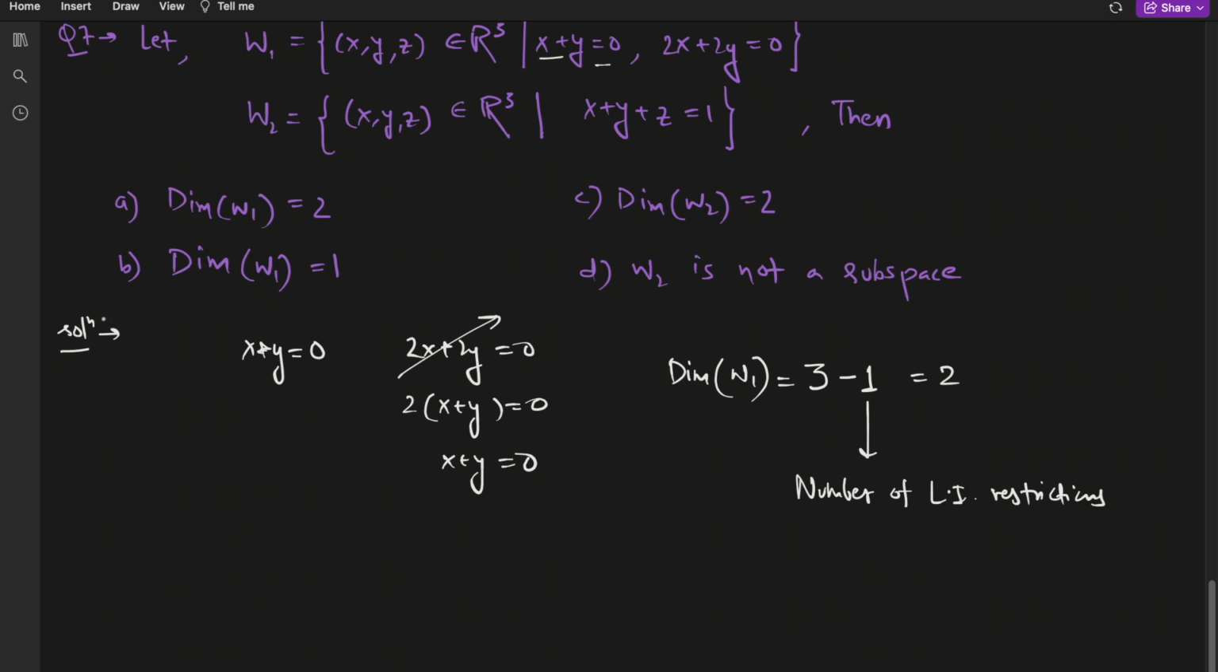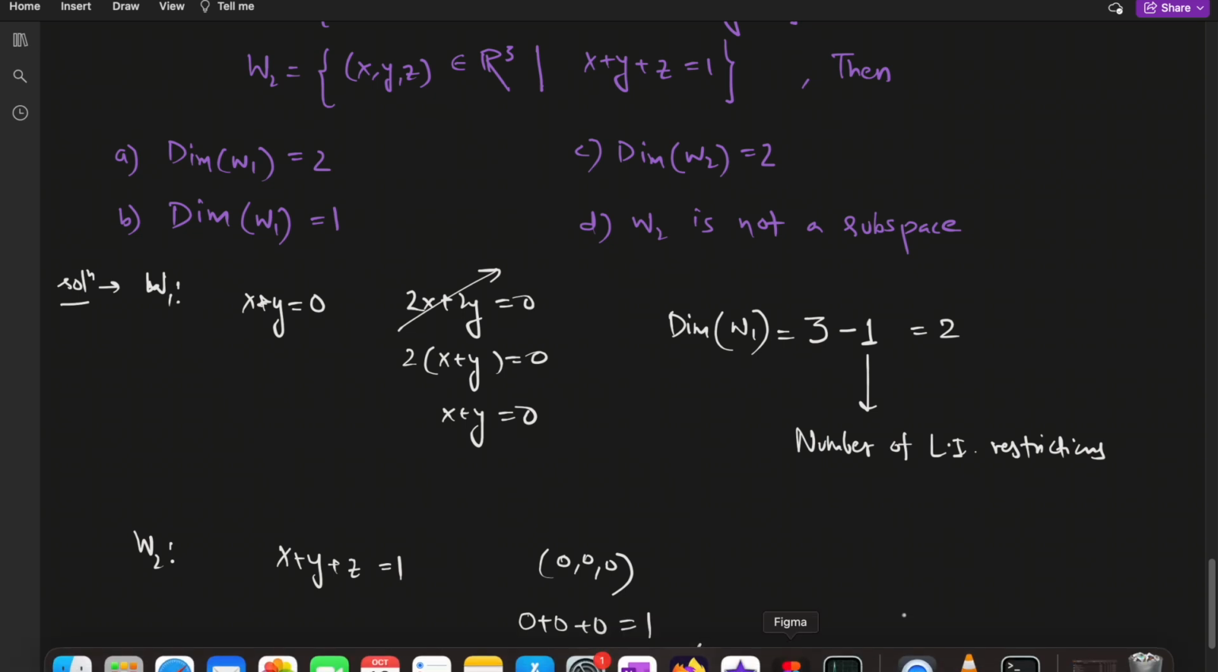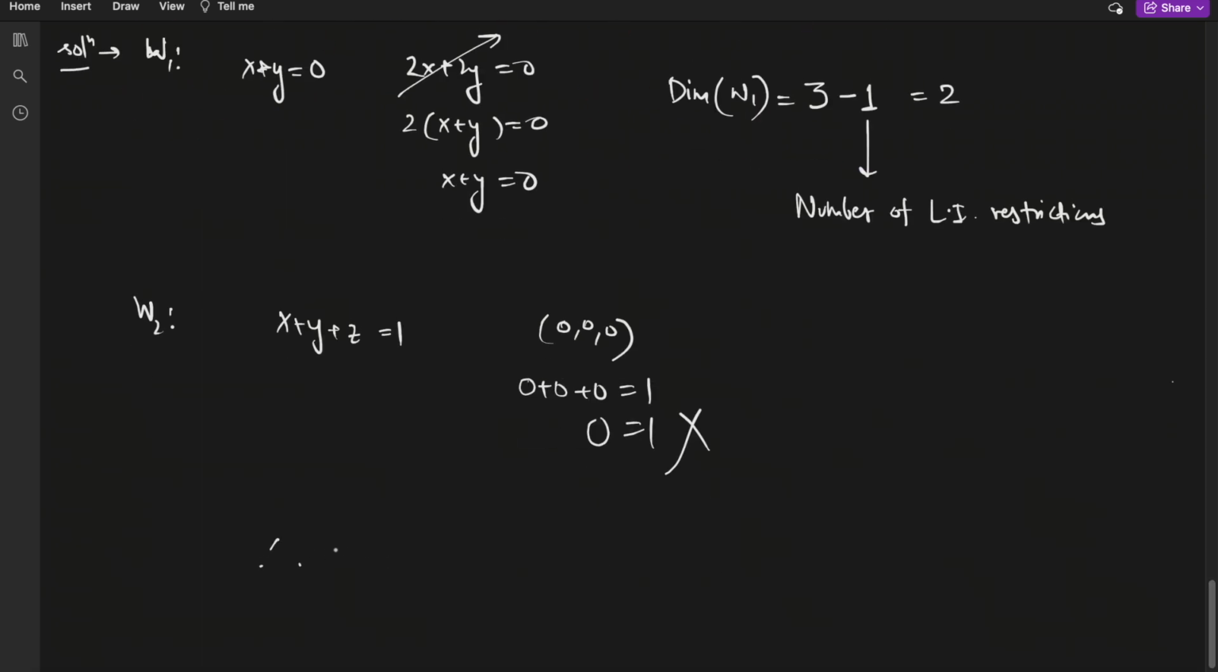Now let's check for W2. This is for W1, right? Now let's check for W2. Now if you see, W2 is x plus y plus z equal to 1. Now before checking the dimension, check that it is even a valid subspace or not. So the first thing we check is if origin is passing through this subspace or not, that is, whether this subspace contains the null vector or not. So we do 0 plus 0 plus 0 equal to 1. So 0 equal to 1, no. Therefore, the null vector doesn't belong to W2, hence not a subspace.